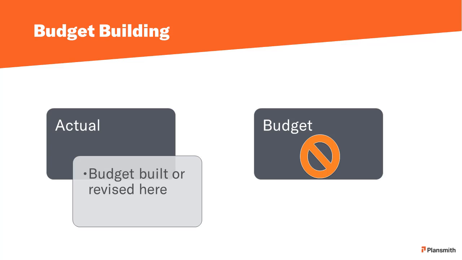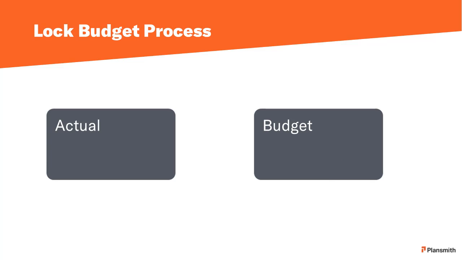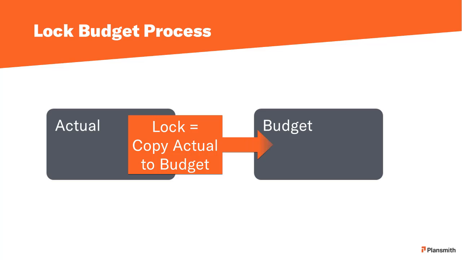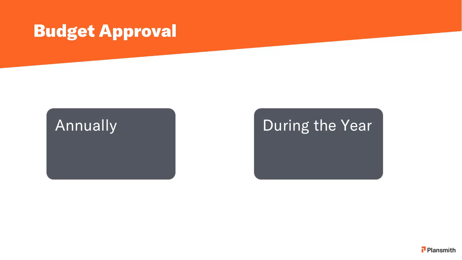The trick is that a new budget is built in the actual section of Compass, not the budget section, because the budget section should only be changed with formal approval. So, lock budget is the process for moving the approved budget projections from the actual data to the budget data. Usually, budget approval is an annual process, with the new budget effective on January 1st of the new year. Sometimes budgets are updated at other times during the year, and we'll cover that a bit later. But for now, let's walk through the annual locking process.